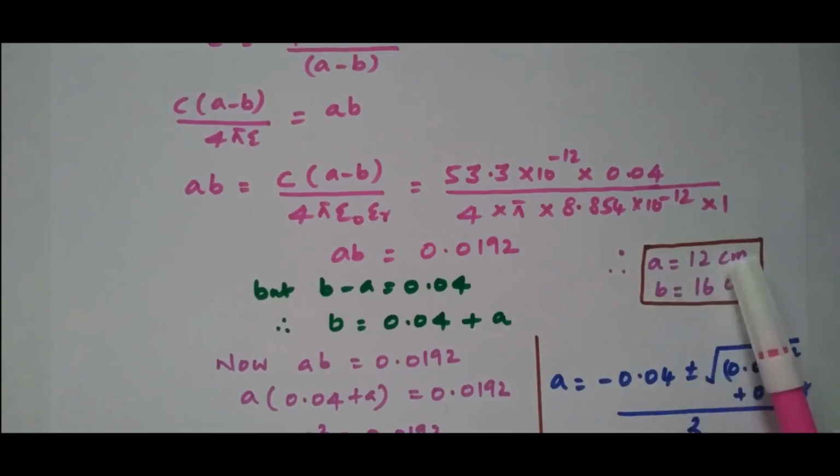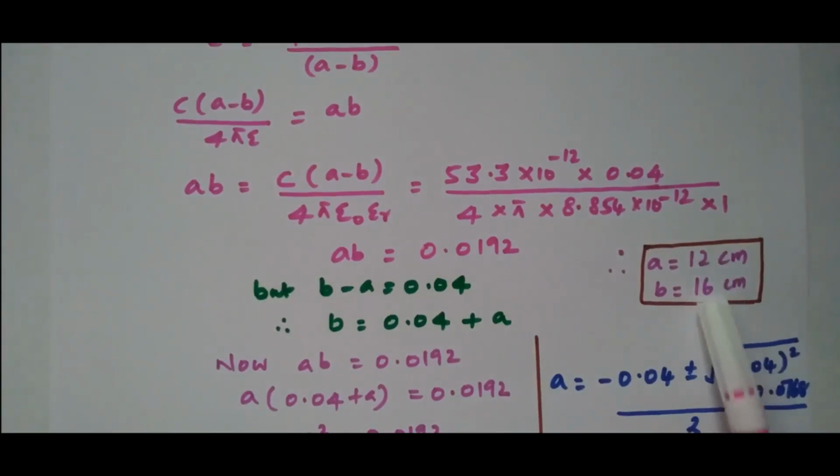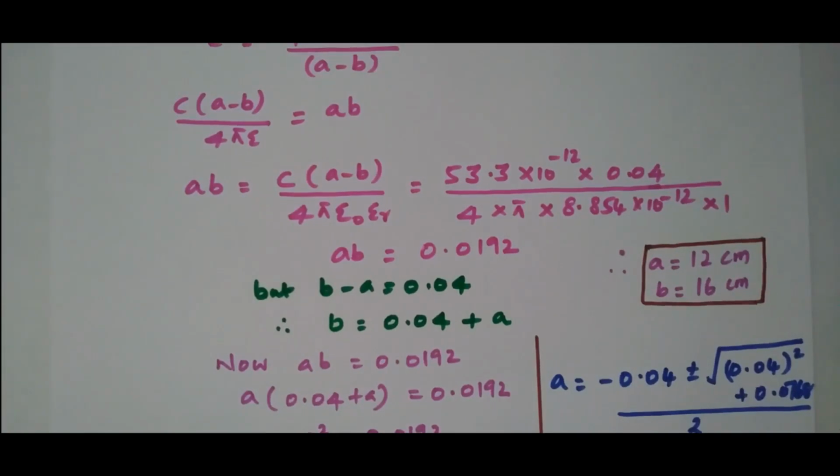So A equals 12 centimeter, B equals 16 centimeter. See, the difference between these two is 4 centimeter. So the value we calculated is correct. So we calculated the radius of the inner sphere and the radius of the outer sphere.